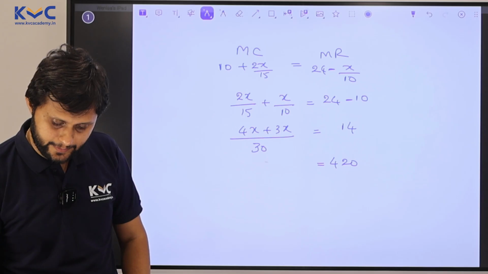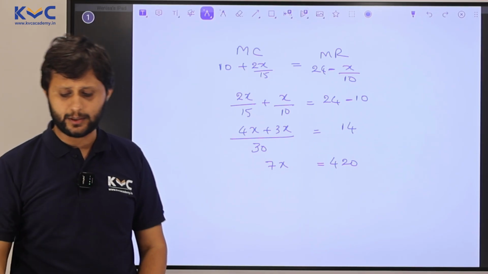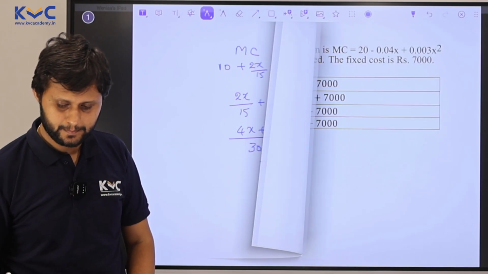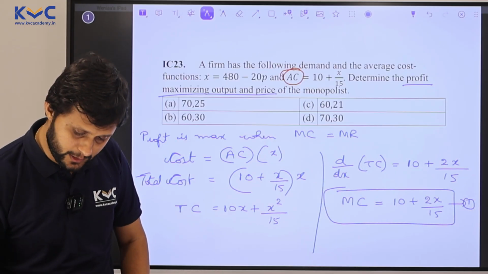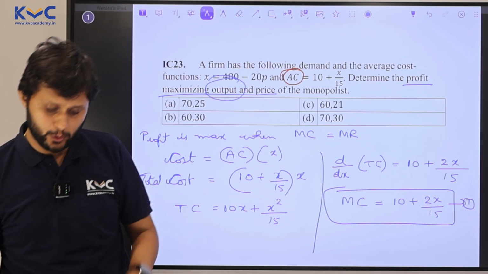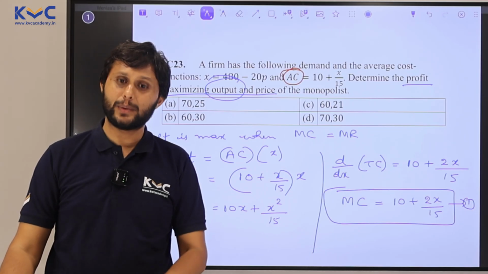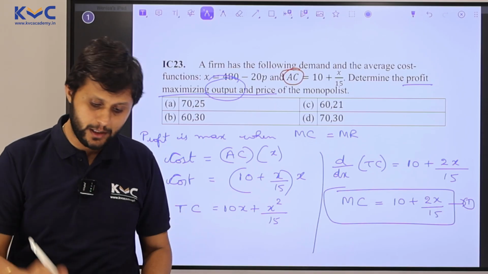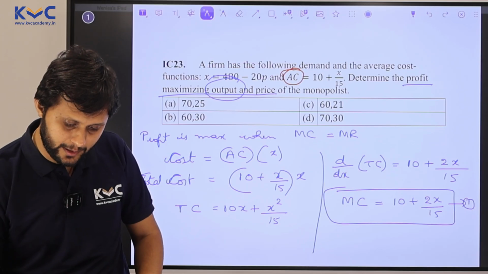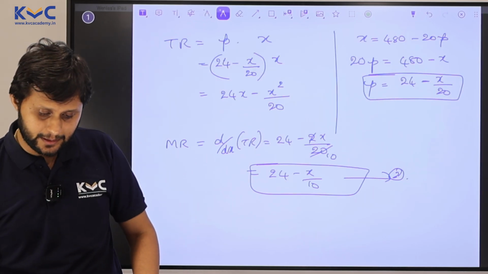And 4x plus 3x is 7x. So we get x is equal to 420 by 7, which is equal to 60. So the output is 60, because they have asked for output and price. Output is done. Now coming to price. We have the value of x, and we know x is equal to 480 minus 20p. Here, I'm highlighting that. X is equal to 480 minus 20p. So we'll write that.